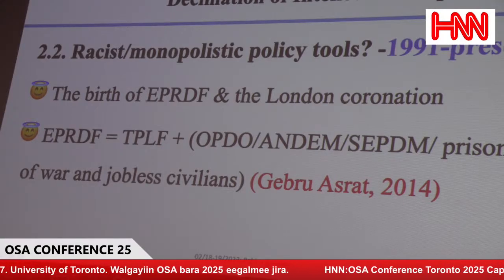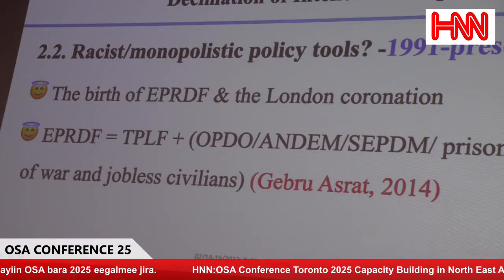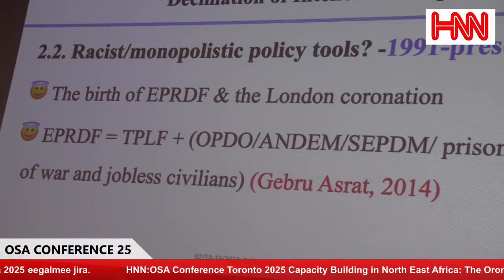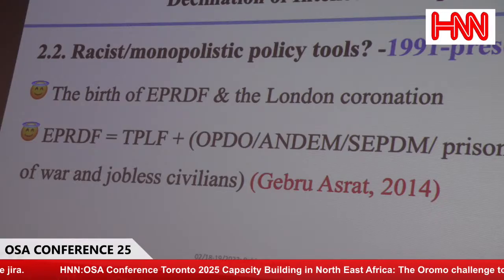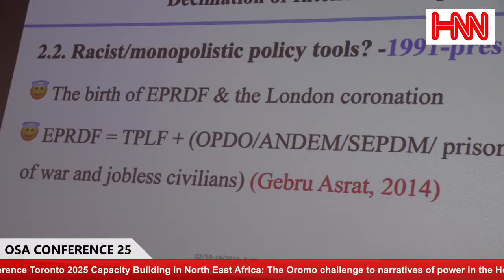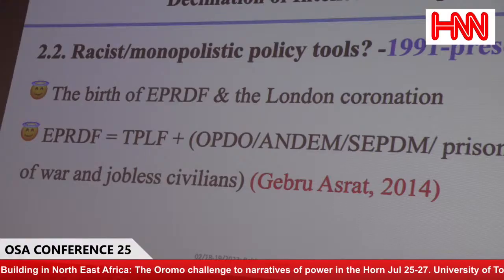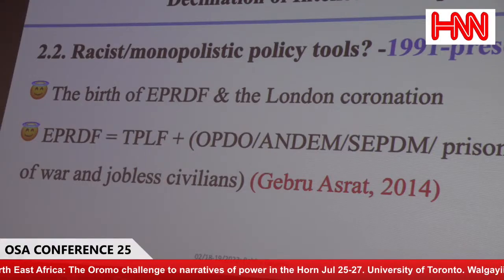EPRDF, you have heard this, and we have normalized it, even ourselves. We have become accustomed and conditioned to it, and we call them EPRDF. Folks, my brothers, EPRDF was created by their own admission. Gabru Asrat, a governor of Tigray, wrote it. I have referred to it, you can go and read.